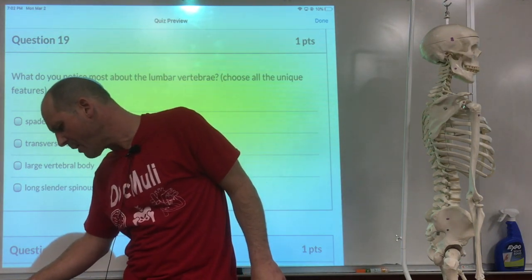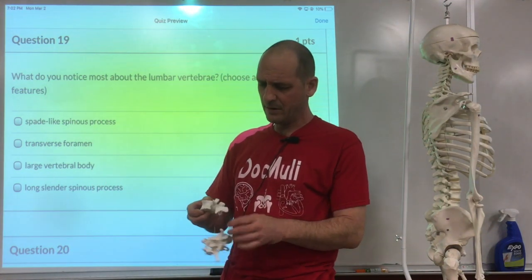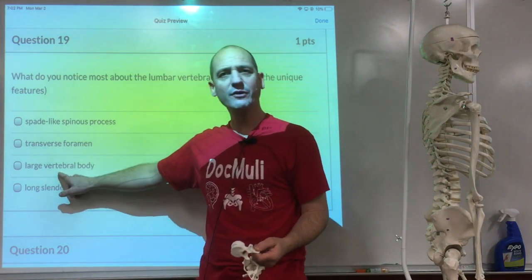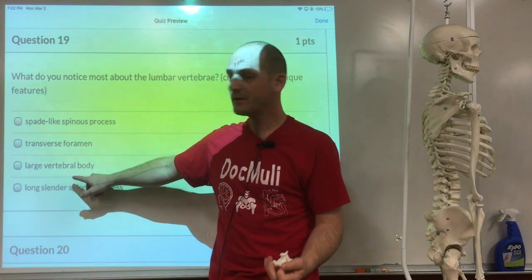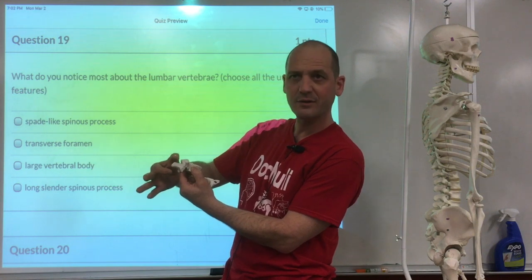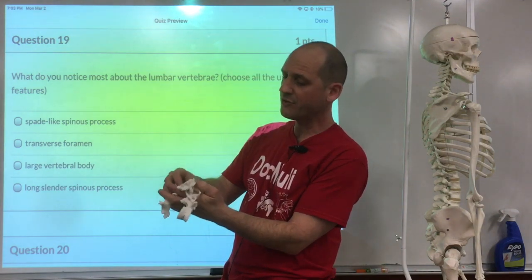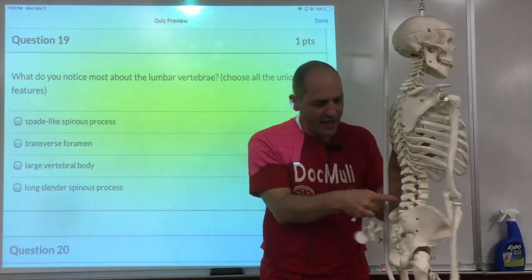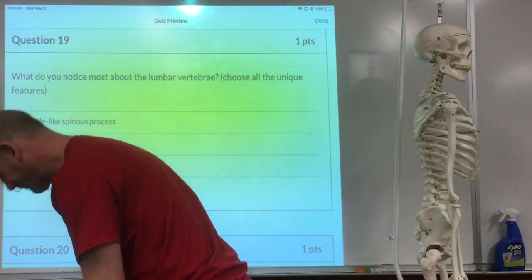What do you notice most about the lumbar vertebra? Big one. So it's big. That's definitely on it. The large vertebra. What else is on the lumbar vertebra that you picked up? The spade-like. So in the back, this is not the greatest example, but it's wider than the neck. The neck vertebra splits. That's the bifid. The thoracic goes down long and slender. If you can see it here, it's long and slender, and down in here it gets bigger and fatter. So everything gets bigger. Good. So that's for that.